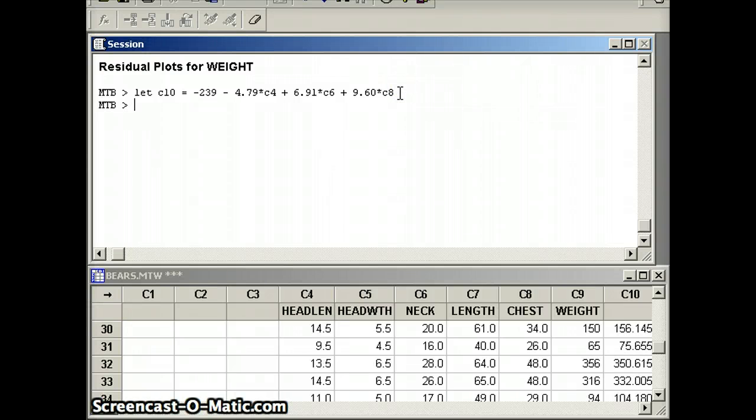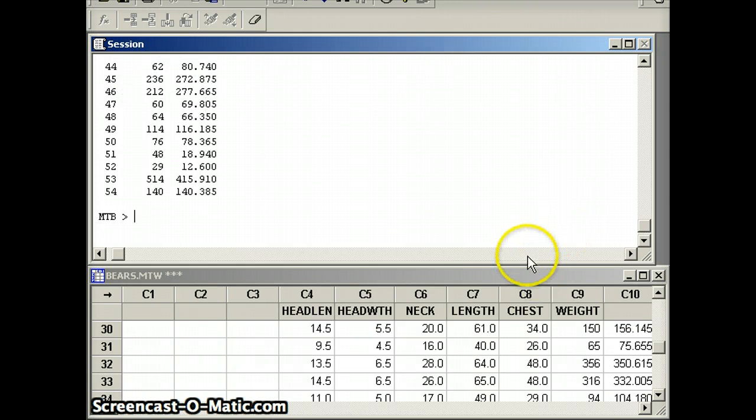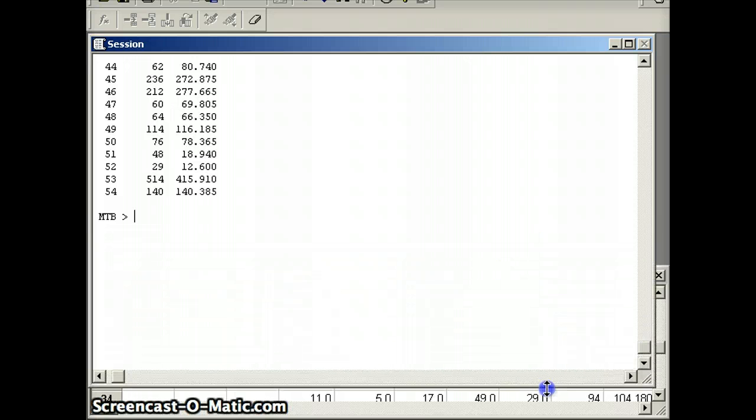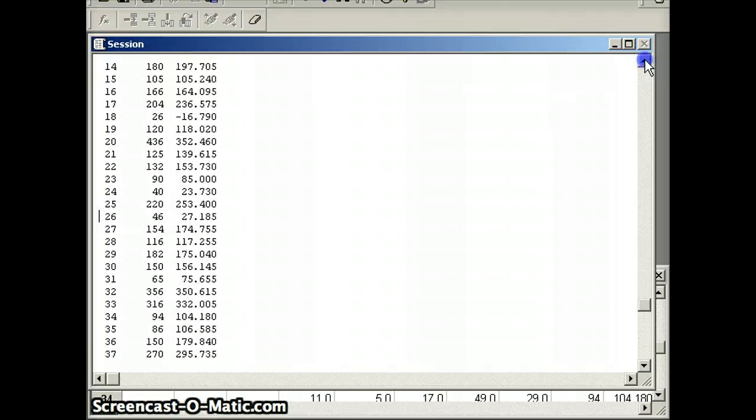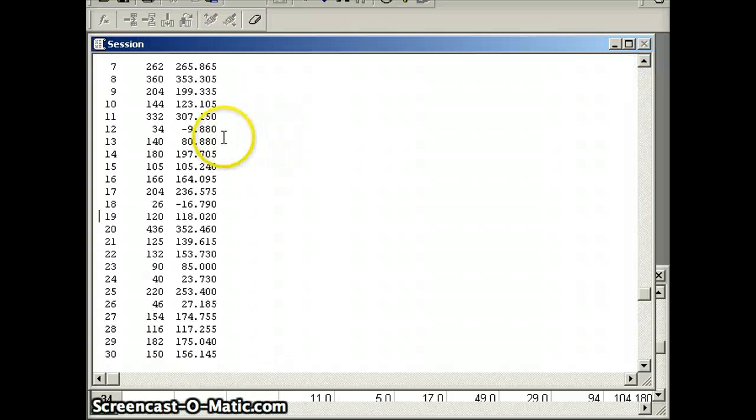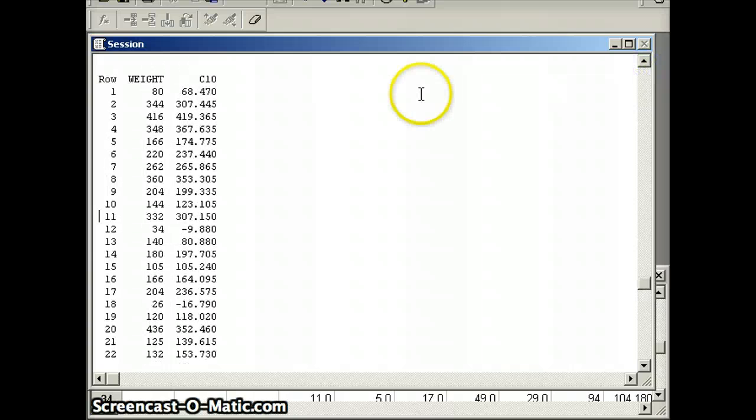Then we can say print C9 and C10, and there's quite a few animals here in our group. So we'll take a look at how close these numbers are. There's a whole bunch of them here. Obviously, the negative 9.88 must have been a juvenile, so it would have been sensible to leave that one out of the discussion. 80 and 68, fairly close. 344, 307, 416, 419, 348, 367, 166, 174, 220, 237. So we can see for the most part our regression equation is pretty good. If we had those other variables, we could use it to predict the weight of a bear.